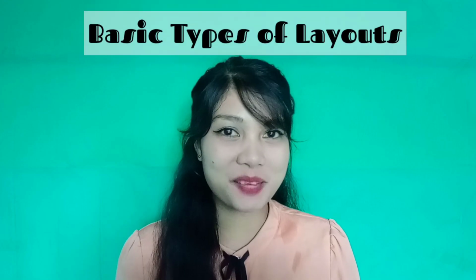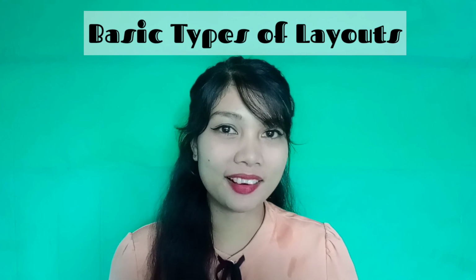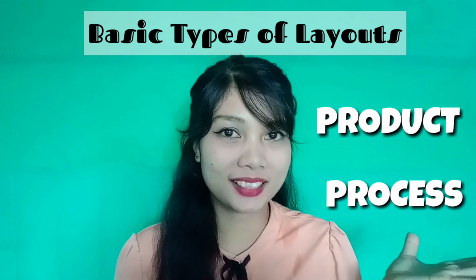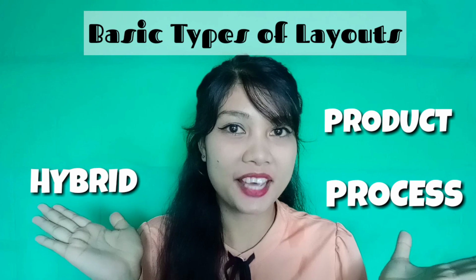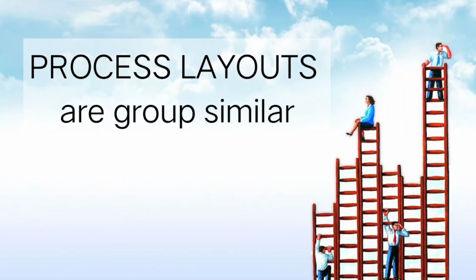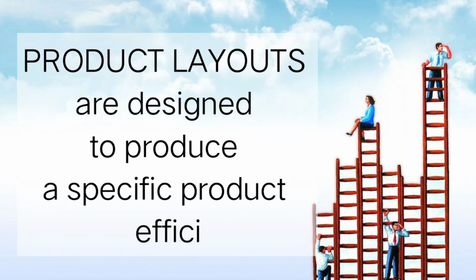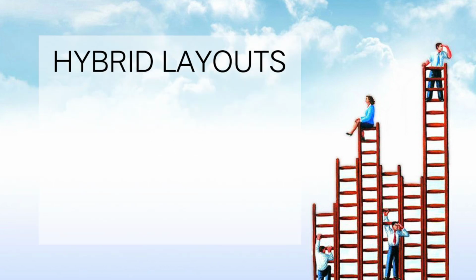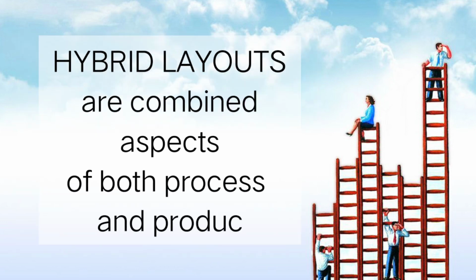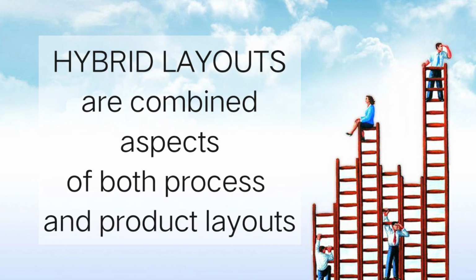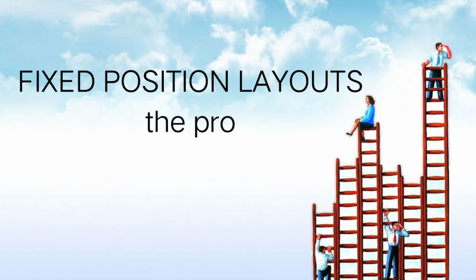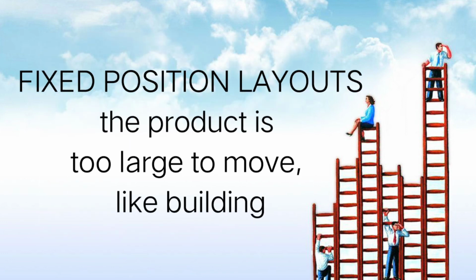There are 4 types of layouts. They are process, product, hybrid, and fixed position. Process layouts group similar resources together, while product layouts are designed to produce a specific product efficiently. Hybrid layouts combine aspects of both process and product layouts. Fixed position layouts are for when the product is too large to move, like a building.